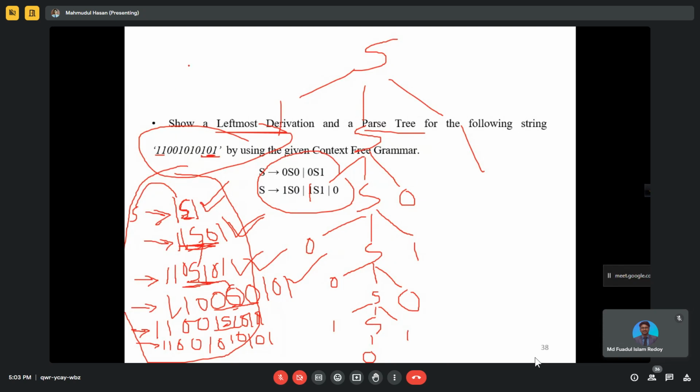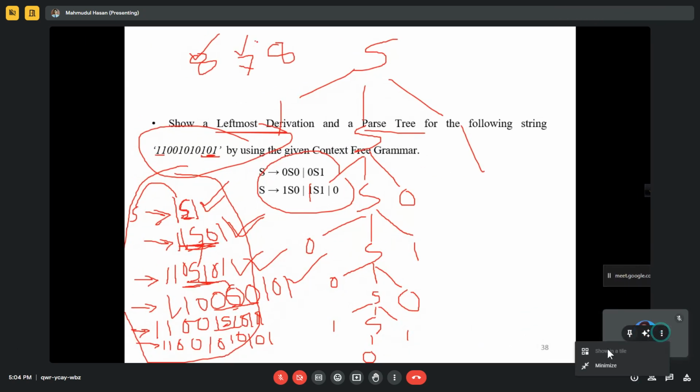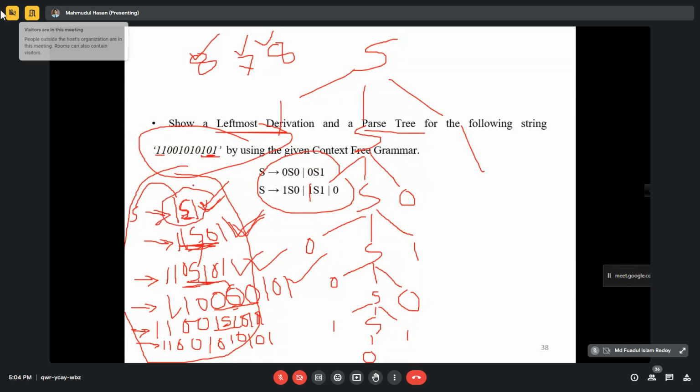Suppose you have only one number. Then you can consider it big or small, but nothing can be compared, right? Suppose you have 7 and 8, that time you can consider this one is the lowest, this one is the highest, like that. But here there is only one non-terminal. When you have more than one non-terminal in a line, that time you need to apply the leftmost or rightmost approach.